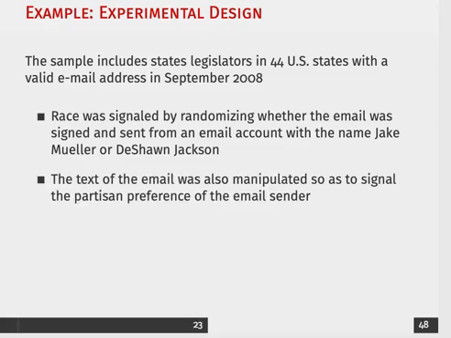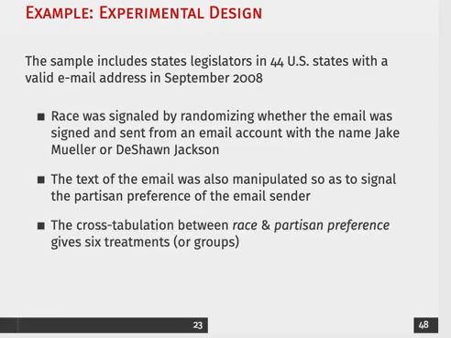We can talk about whether or not that is correct, and actually there's some pretty interesting methodological work that verifies that these names are associated with race, at least with regard to how the legislators themselves are receiving it, which is an interesting way of measuring how legislators are conceptualizing their own constituents. The text of the email was also manipulated so as to signal the partisan preference of the email sender. So we're going to have a cross tabulation between the race and the partisan preference of the person sending the email, which is going to result in 6 different treatment categories.